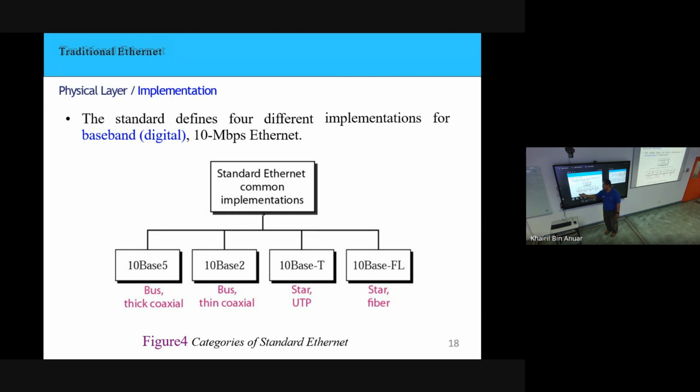Like 10 base 5 actually is a bus type of topology with a coaxial cable. Okay, you have 10 base 2 using bus topology but with a thin coaxial. 10 base T, you use a star topology using your twisted pair cable. And then you have the 10 base FL. Basically, this is fiber optic. So the distance also will increase with base T and base FL compared to base 5 and base 2.